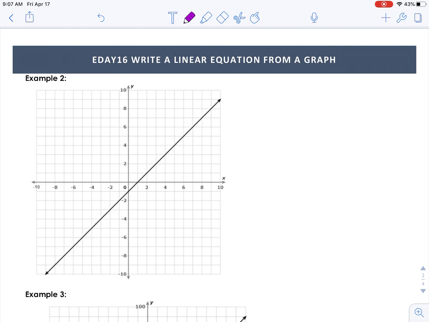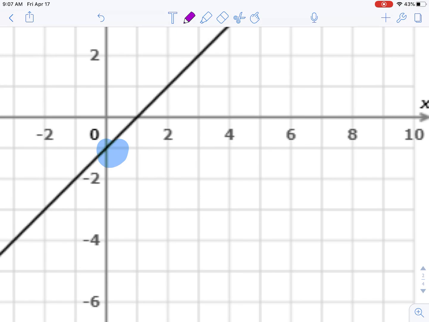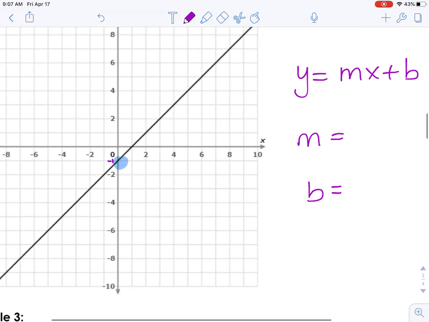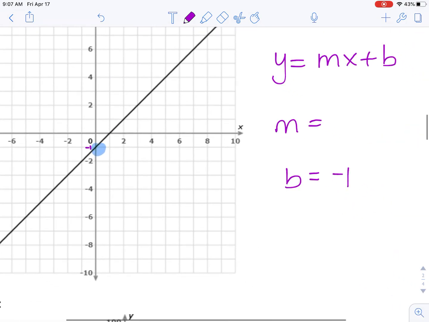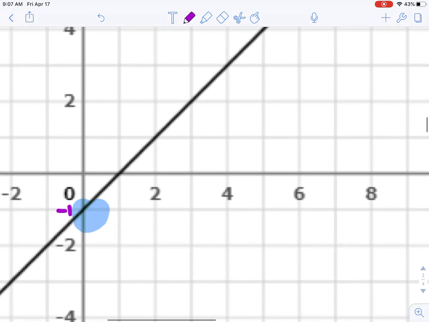The next one, I want you to first think about finding your slope and your y-intercept. Let's find our y-intercept first. We're going to look for where the graph crosses the y-axis. And where is that at? That's at -1. And then we want to find our slope. If we're here at -1, where's the next place it goes through the corner of a box? And it looks like right there.